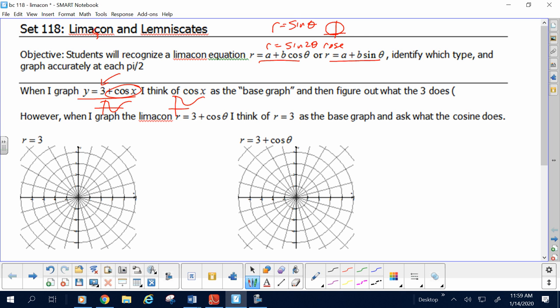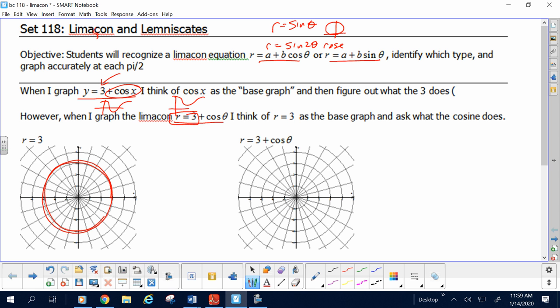On polar, today you'll get an equation like that. And I think it's actually easier if you think of this as the base graph and cosine as the thing that's doing a little changing. Now, if you graphed r equals 3, it looks like that, I think. You'll agree? Okay.